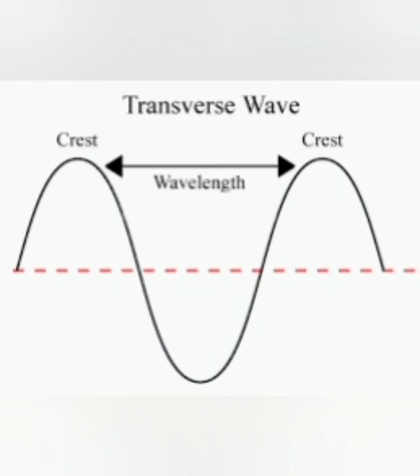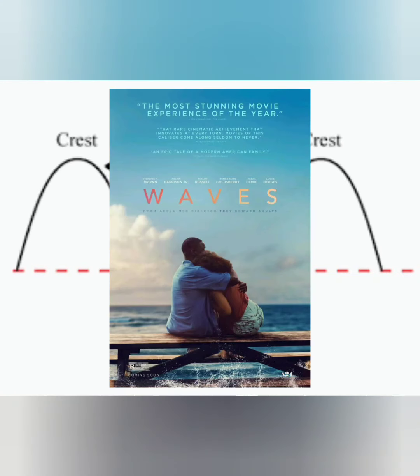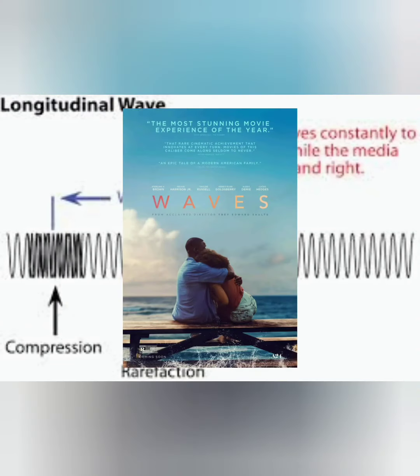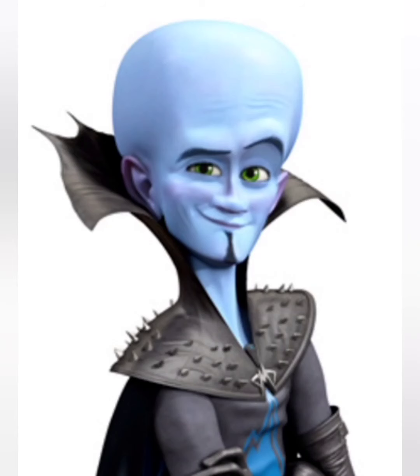And yeah, if you want to know the wavelength, you just measure the distance between two adjacent troughs or two adjacent peaks. So yeah, that's essentially all a transverse wave is. So the difference is that transverse waves are perpendicular to the direction of wave travel, and longitudinal waves are parallel. So yeah, now you hopefully know what waves are.